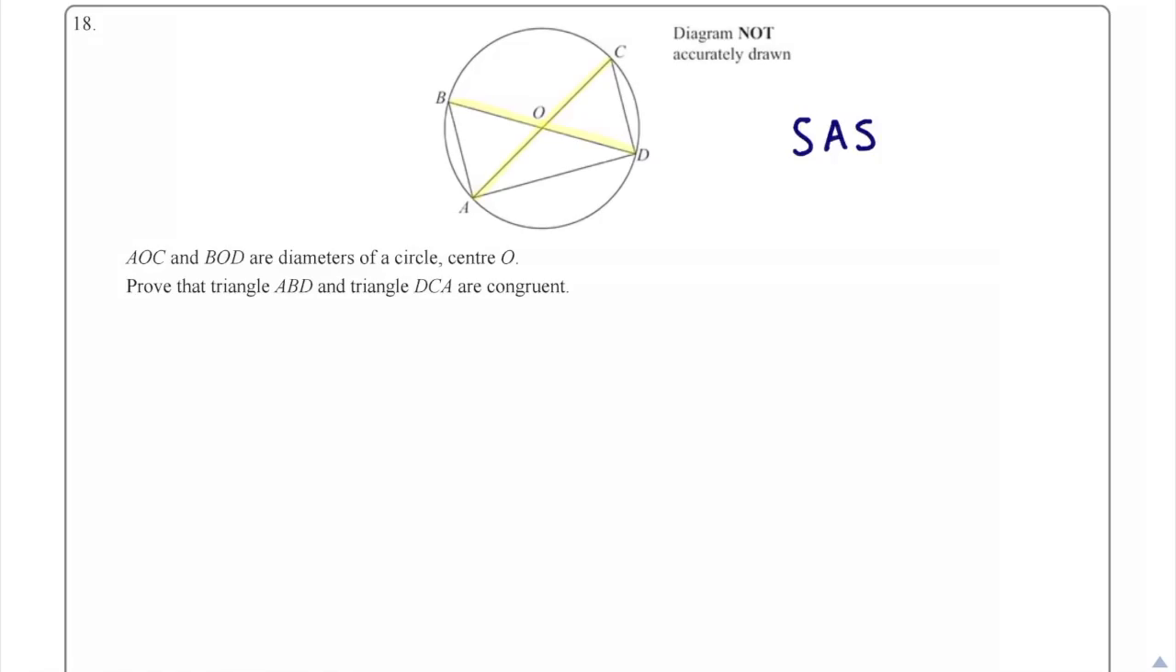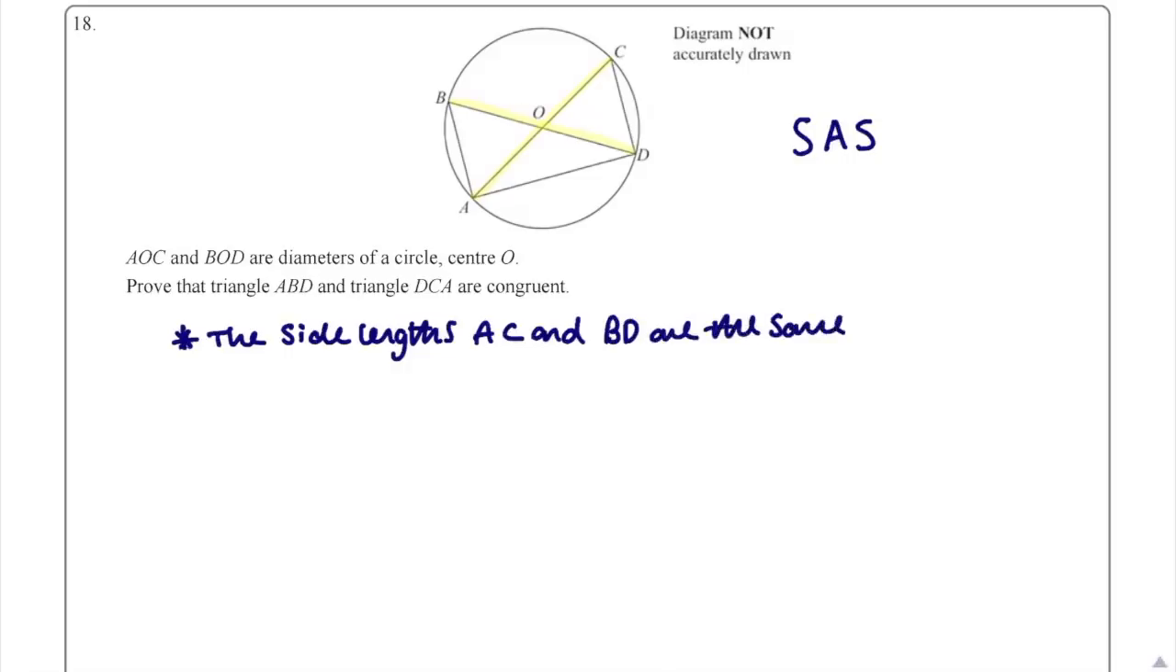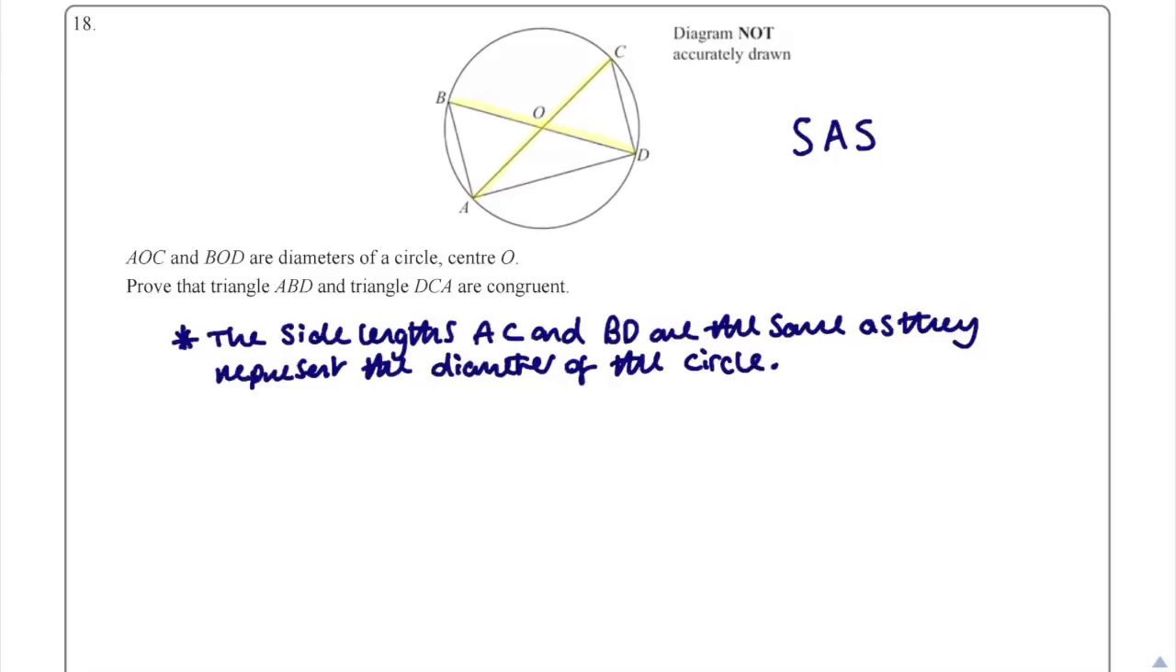And the reason for that is we can easily say that the side lengths of BD and AC are the same because they are the diameter of the circle. So side lengths AC and BD are the same as they represent the diameter of the circle. Okay, that's nice and easy, that one.